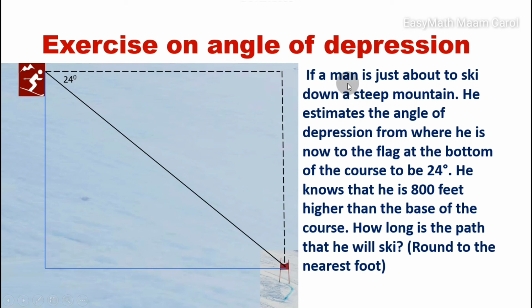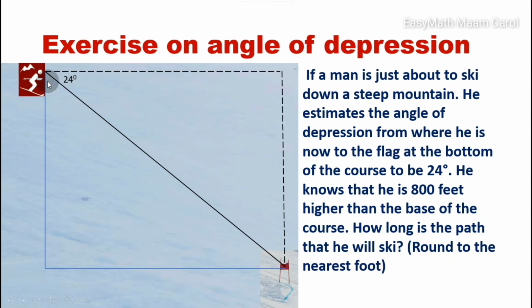So, ito yung sabi, if a man is just about to ski down on a steep mountain, he estimates the angle of depression from where he is now to the flag at the bottom of the course to be 24 degrees. He knows that he is 800 feet higher than the base of the course. How long is the path that he will ski? And we have to round it to the nearest foot.